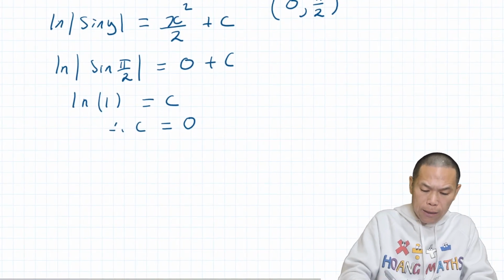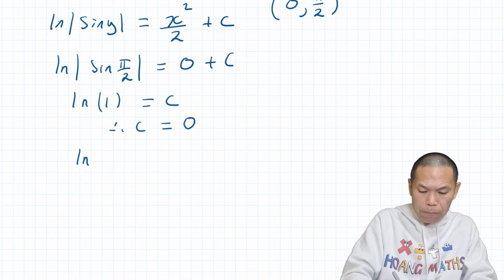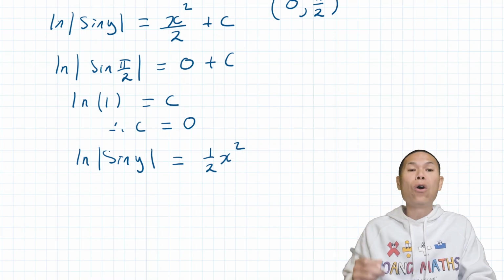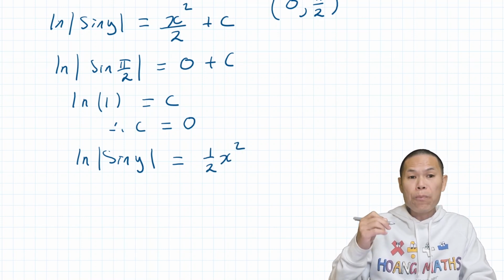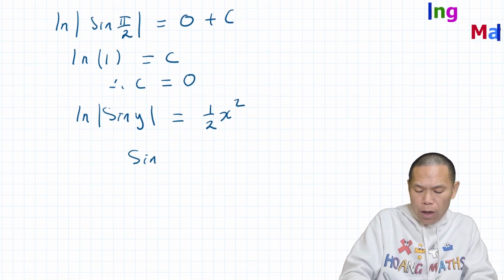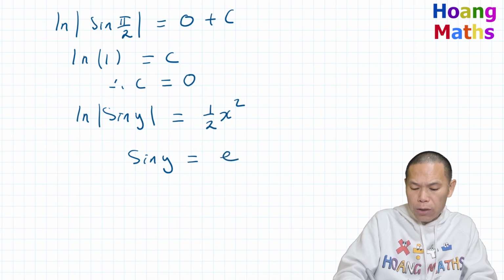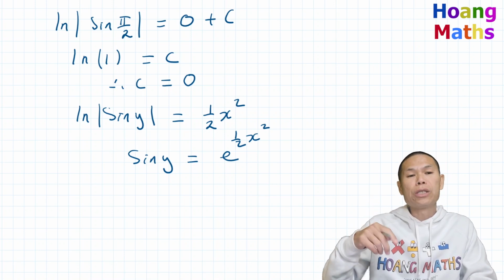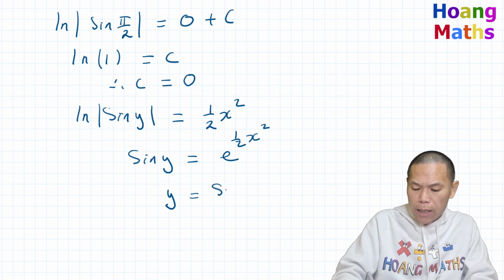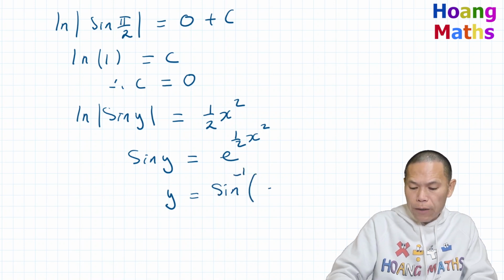So this means that ln of sine y is a half of x squared, or x squared over 2. So now we unlock both sides. So this means that sine of y is e to the a half of x squared. Then we just take the inverse sine of this. So that means y is sine inverse of e to the a half of x squared.